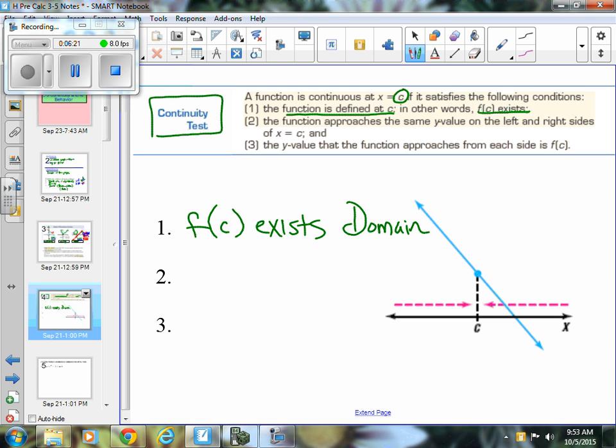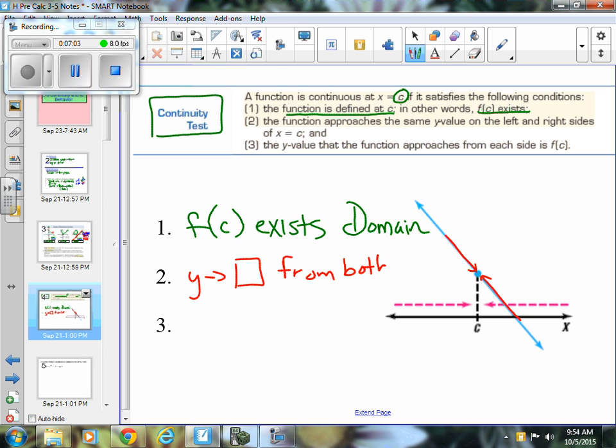Okay, step number 2, kind of color code a little bit. The function approaches the same y value on the left and the right side of the value of C. What does that mean? Approaches. When we look at our picture here, if we trace from the left and we trace from the right, we're getting closer and closer to the same value. We're approaching the same location. What you're trying to avoid is one of these jump discontinuities where you're approaching 2 different numbers. We want to approach the same number. So I'm going to write it like this: y approaches, I'm going to make a box for a fill in the blank, what number? Y approaches that number from both sides.